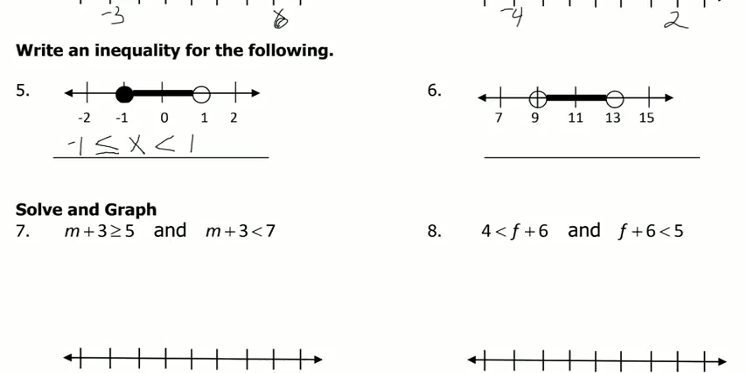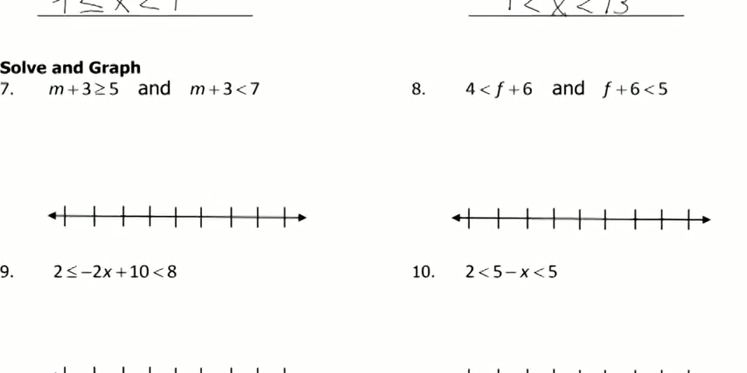On number 6, we do something much the same. We go 9 and 13. We know that x has to be in the middle. Okay, x has to be smaller than 13, and x has to be bigger than 9. So there's that.